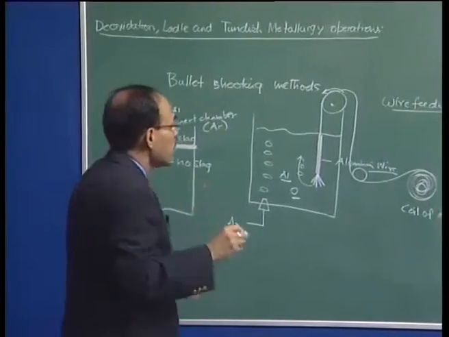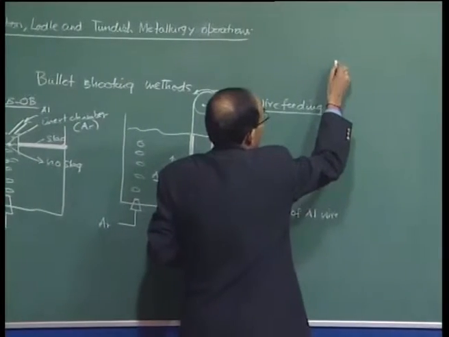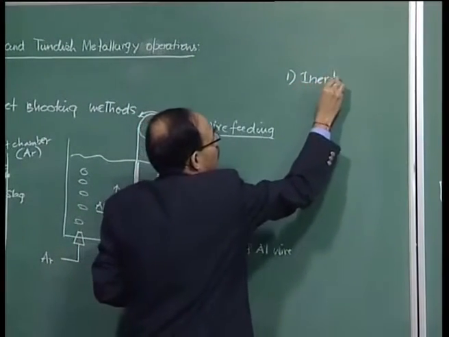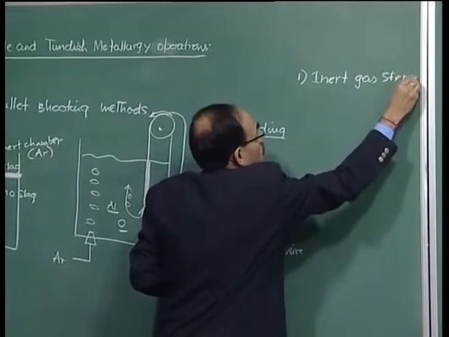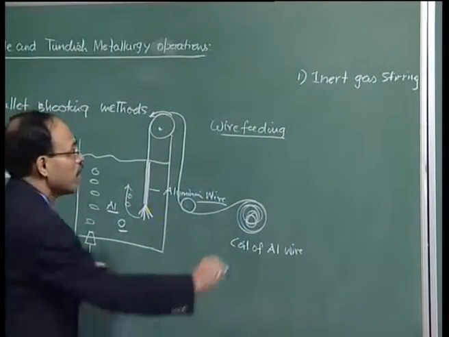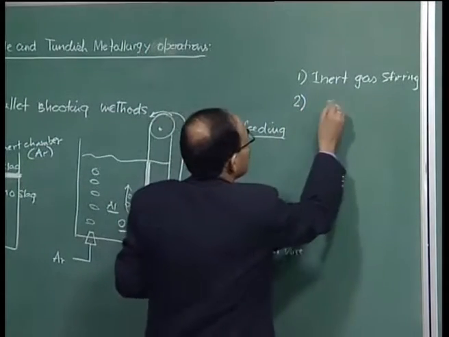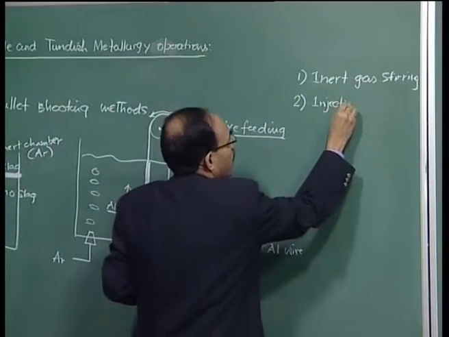Okay, and the objectives of the various ladle metallurgy operations can be several. One, commonly, is inert gas stirring. This is one aspect. I will explain to you what is the necessity of this. Then we have injection metallurgy. We may inject something.